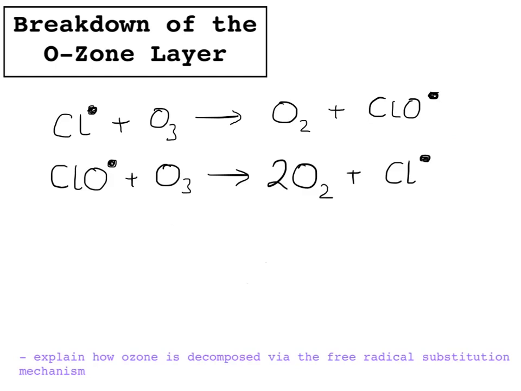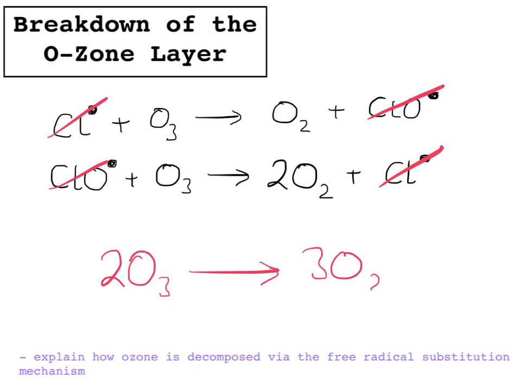And so only a few CFC molecules, once they break apart, can create a few chlorine free radicals, and that can break apart many thousands of ozone molecules. Now overall, if you look at this equation, the free radicals cancel out. If we add the two equations together, we get 2O3 just breaking down into 3O2 with a chlorine free radical catalyst.